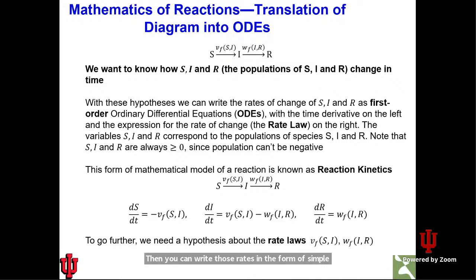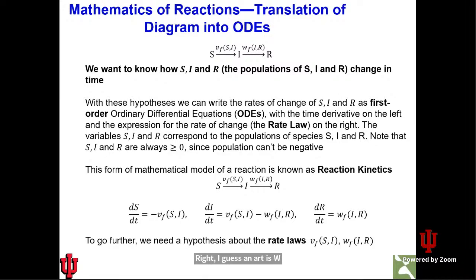If you make all of those assumptions, then you can write those rates in the form of simple first order ordinary differential equations. And those are called reaction kinetic equations. And so typically this arrow diagram, S goes to I goes to R. If the rate S goes to I is VF, the rate I goes to R is WF.